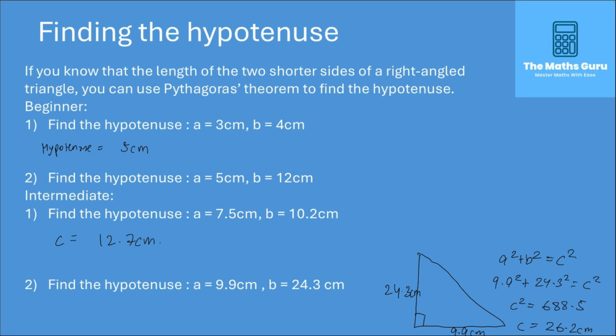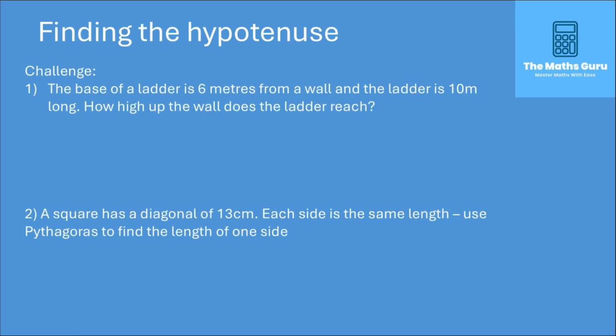26.2 centimeters. And yet again, we can see from our diagram 26.2 centimeters is longer than our 24.3 and our 9.9. Backing up the evidence that the hypotenuse should always be the longest side. Okay, let's move on to some challenge questions now.